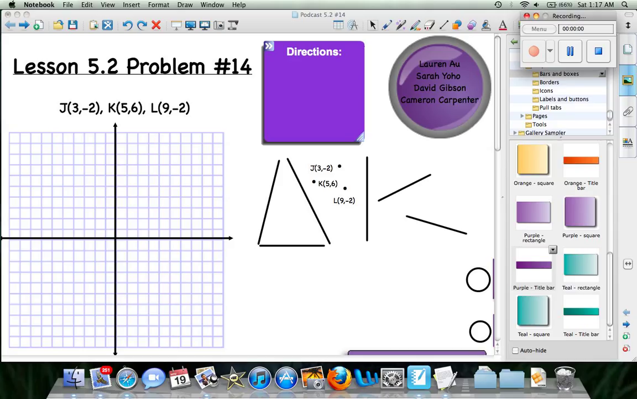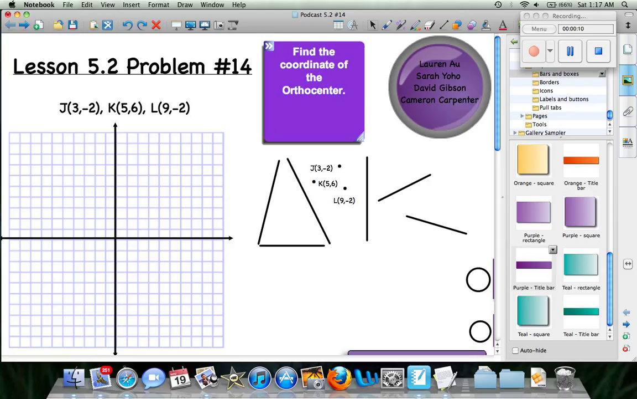This is lesson 5.2, problem number 14, done by Lauren, Sarah, David, and Cameron. The directions tell us to find the coordinate of the orthocenter using these coordinates: J, which is (3, -2), K, (5, 6), and L, (9, -2).